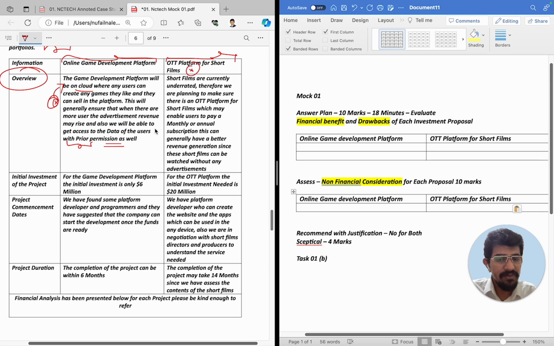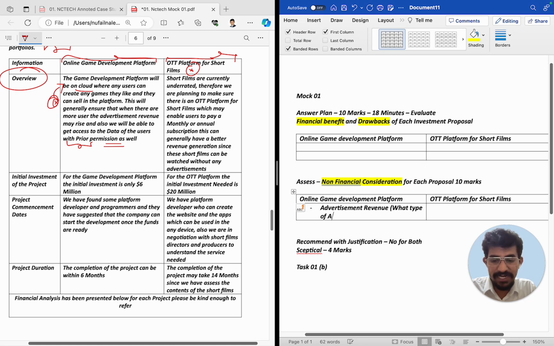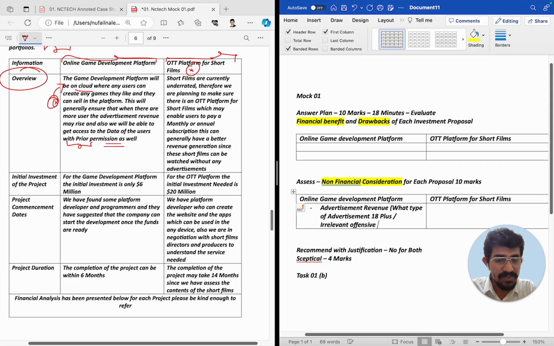Okay, so students, if you observe now, one financial or non-financial perspective in this case is, if I'm not mistaken, advertisement revenue. Now, students, they are mentioning we will get advertisement revenue. The question is, what type of advertisement? Because, students, there can be advertisements which are like 18 plus, or something irrelevant or offensive. Correct, no, students? So in that case, you have to make sure your answers are properly connected in order to score well in the examination. Get that point of view very, very well. So this is one non-financial consideration, if I'm not mistaken. And I have to be very much specific in that thinking also.